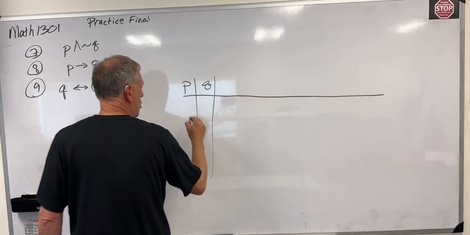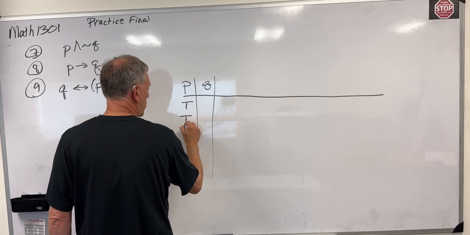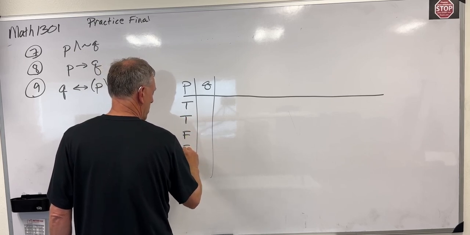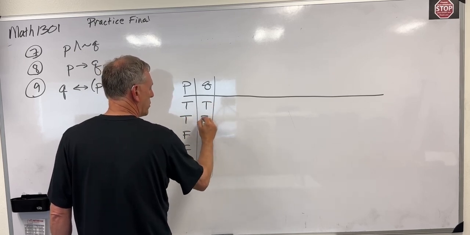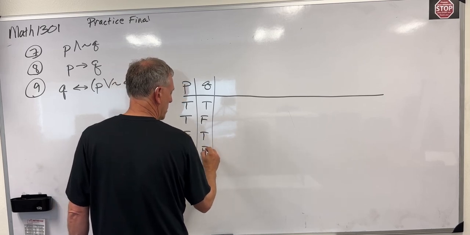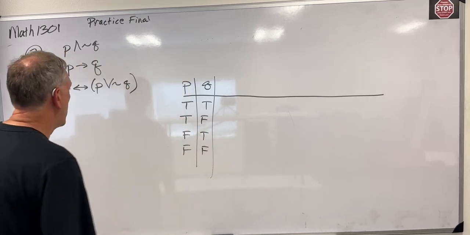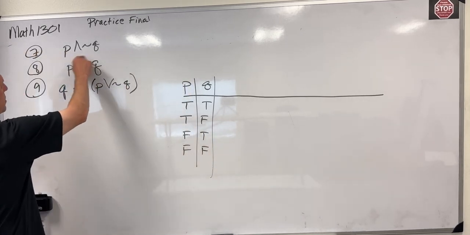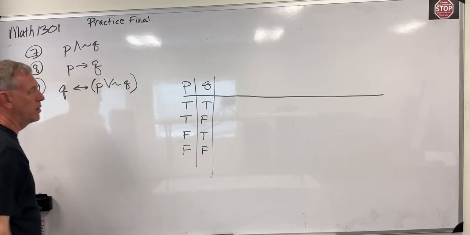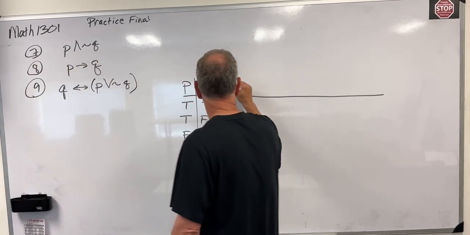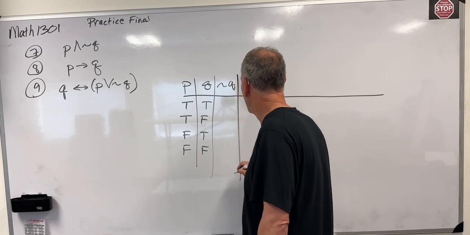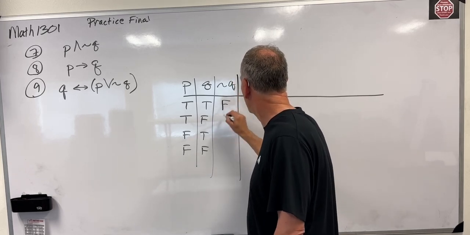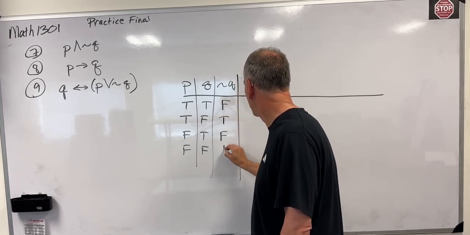P and Q follows this pattern: true, true, false, false for P, and true, false, true, false for Q. Now we're going to work on these. So we look at this one here. We need the not Q. So we're going to do not Q. Not Q is false, true, false, true.